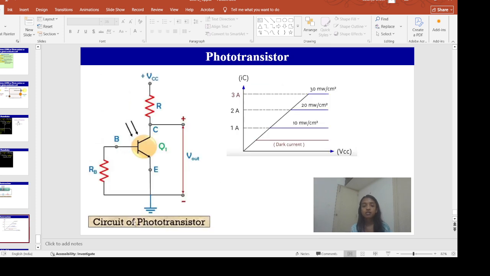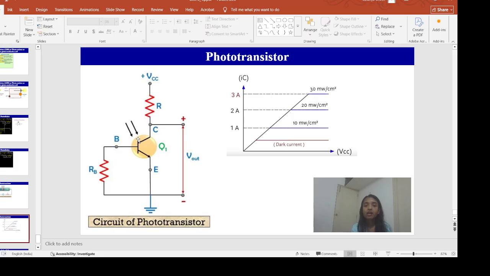So here is the circuit representation of the phototransistor. This is the NPN transistor. As you can see, in the base we are not applying any voltage, but through the supply and collector terminal a resistor is connected to limit the current. Otherwise, if there is no resistor, the supply goes directly to your transistor and it will get damaged.